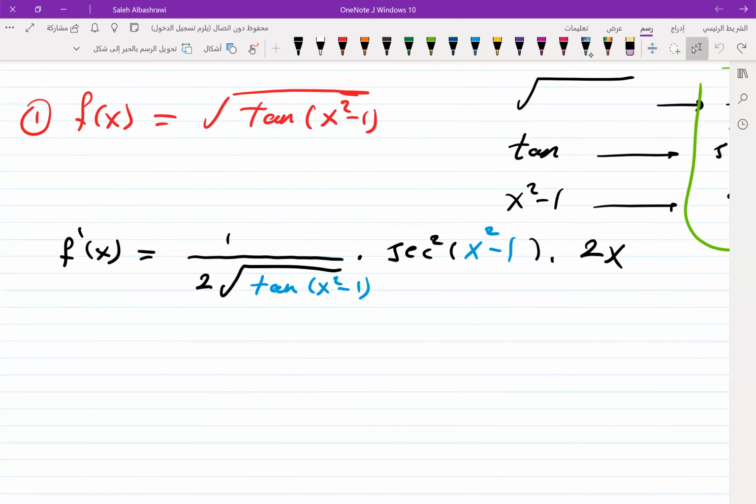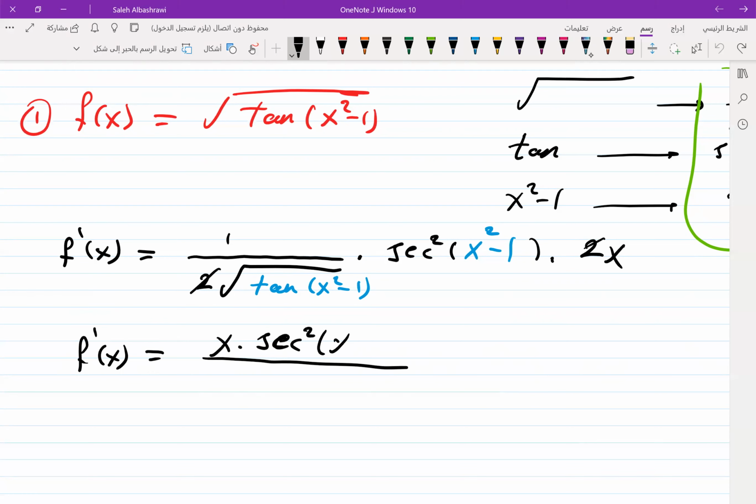Or we can just write it as, cancel this 2 with 2. It will be x multiplied by secant square of x square minus 1, divided by square root of tangent of x square minus 1. So this is the derivative of this function using the chain rule.